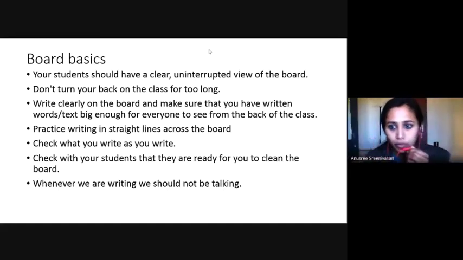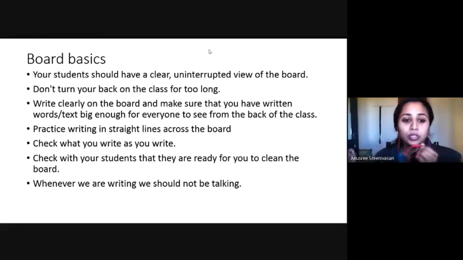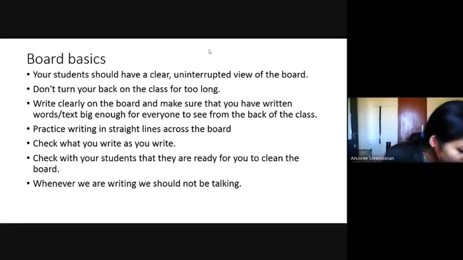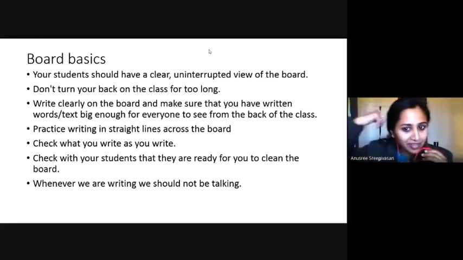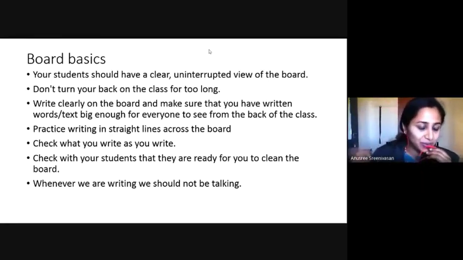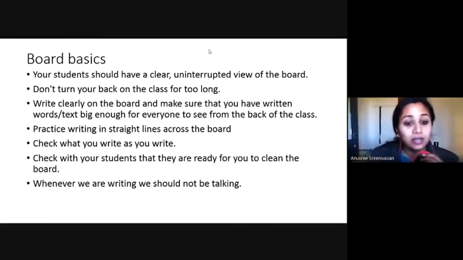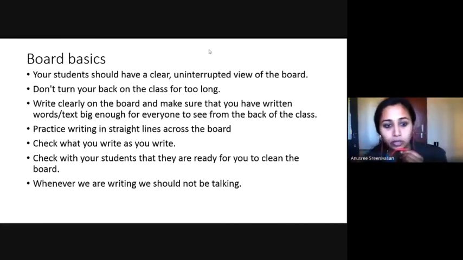When you're writing, you shouldn't keep on writing, because then the students will be doing something else. So don't turn your back on the class for too long. If you have a class of younger children, they say you should have eyes behind your head also. That's what they say. And then write clearly on the board and make sure that the words or text are big enough for everyone to see, even from the back of the class.